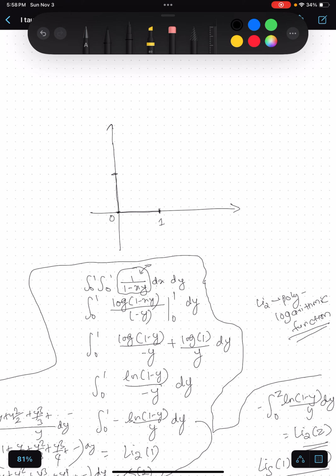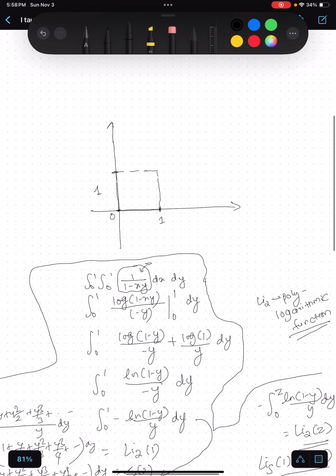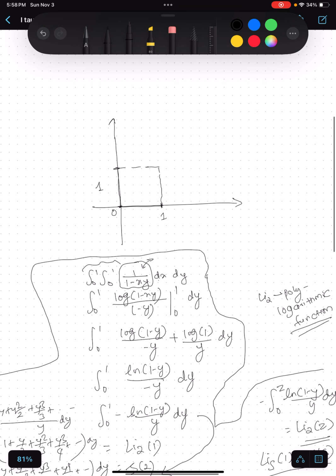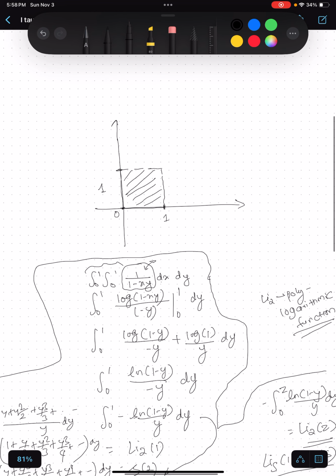Now in this domain, we have to integrate the integrand 1 by 1 minus xy. Basically, if you try to see it as volume, this gives us the domain, and in that domain we have a 3D object with height 1 by 1 minus xy, and with that height we are trying to compute the volume of that 3D object, right?